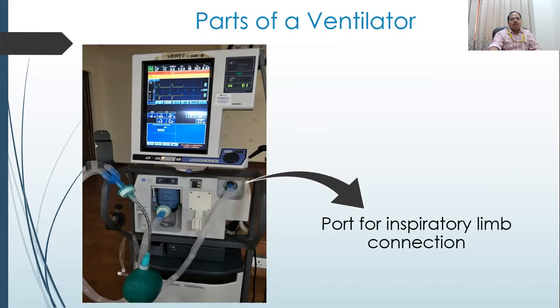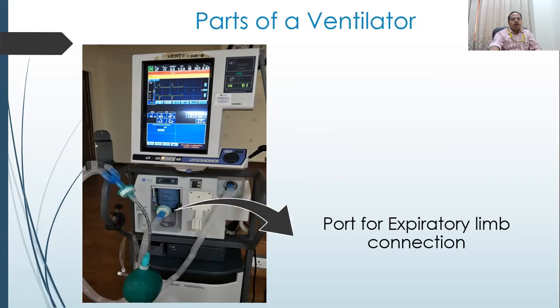Now you see there are two ports coming out of the ventilator. One is an inspiratory port, the other is an expiratory port. Here I am showing you in the picture an inspiratory port where the inspiratory limb of the circuit is attached or connected. In the next picture we are seeing the expiratory port. Here the expiratory limb of the circuit is connected along with some filters.